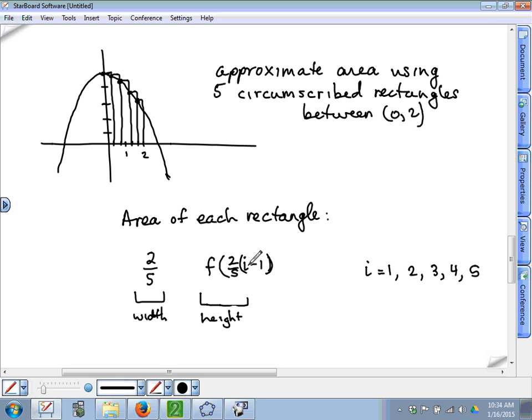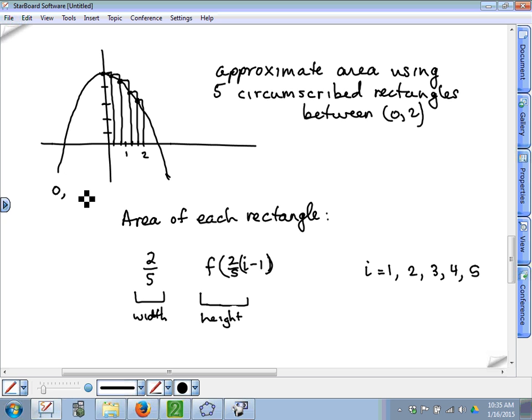I want to make sure we're clear on this. We're always going to use the i value starting at 1, 2, 3, 4. In this case, we end at 5 because there's 5 rectangles. But I couldn't just leave it as 2/5 i, because if i equals 1, that would mean our first function value is f of 2/5, and we want it to be f of 0. So, is this going to give us a first value of 0 to plug in if it's i minus 1 times 2/5?